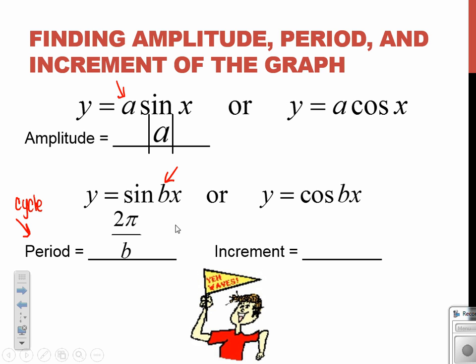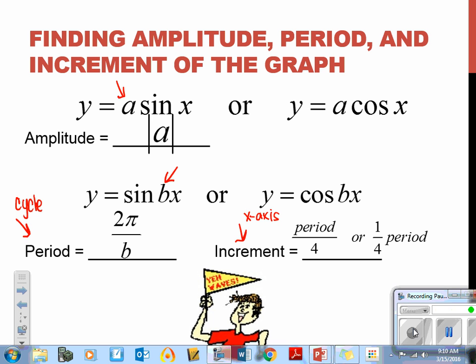And then the increment is what we're going to put on the x-axis, and how we are going to label our x-axis. And that increment is found by taking the period divided by 4. So that's period divided by 4, or 1/4 times the period.